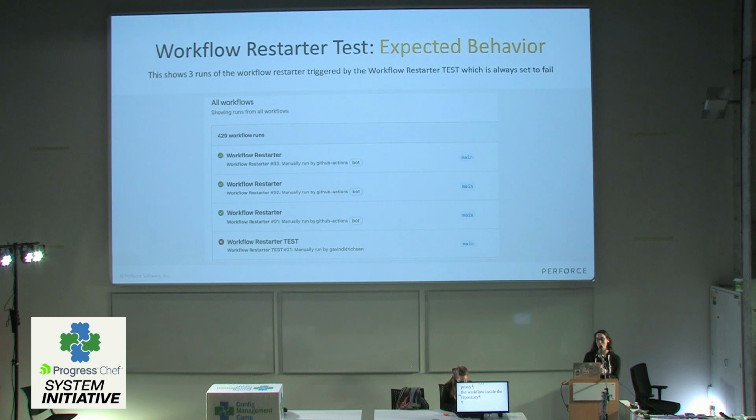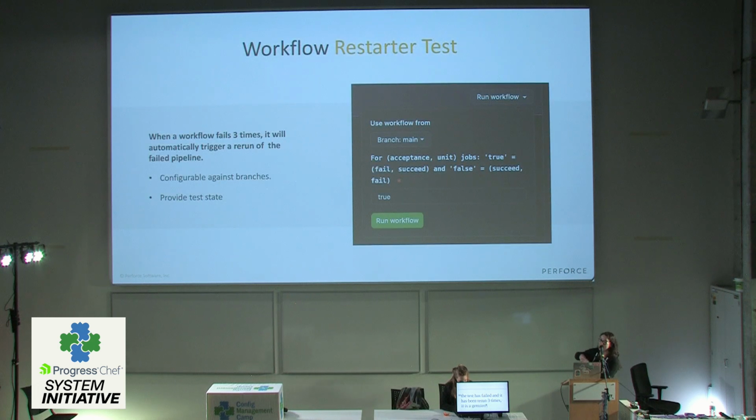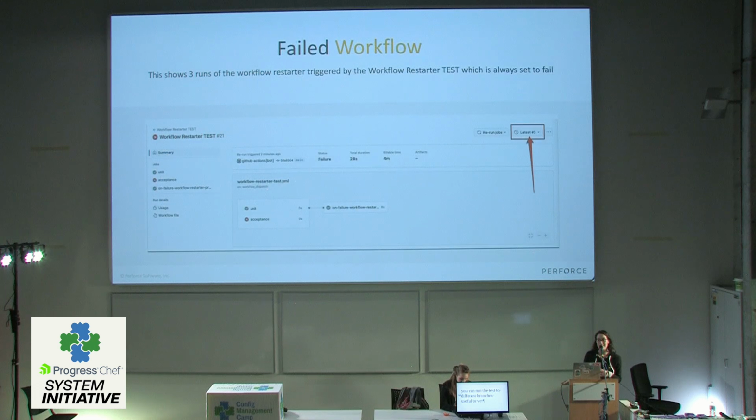So here we have the workflow restarter test, which has failed, and the workflow restarter has been rerun 3 times. But we can see here that this is a genuine failure because it's still red, and now we're going to get into the next steps in the next slide. So here you can rerun your workflow restarter test against different branches and provide different test states. This can be really useful to verify your expected output of your workflows within your CI/CD.